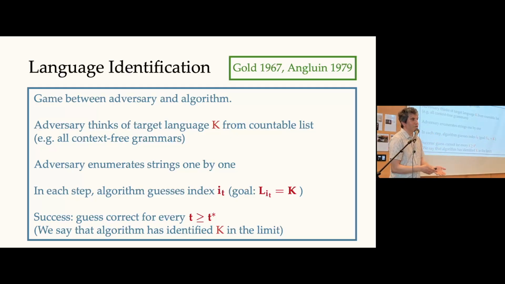So invariably in such a model, this time t star beyond which we succeed could be a function of the language that the adversary has in mind, but also of the enumeration order of the language that the adversary chooses. Okay, the adversary wields a lot of power in this model. All right, and that's fine. All we want is that eventually we'll succeed, right? And that's what it means to identify the language in the limit. Yes.